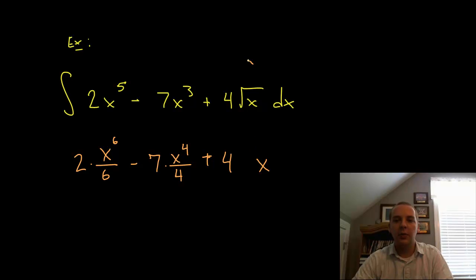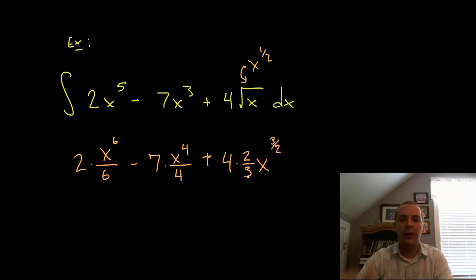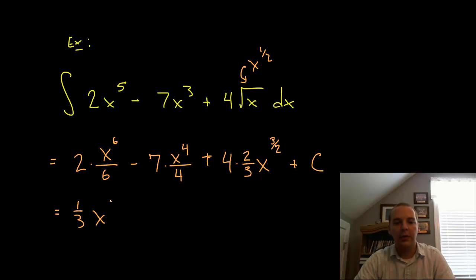This is x to the 1/2 right here. So when you use the power rule, you'd add 1 to the exponent, so it'd be x to the 3/2 divided by 3/2, or we'd rather say times 2/3. That's the same thing, multiplying by a reciprocal, and plus c. And we'll just clean this up and reduce any fractions you can. This will be 1/3 x to the 6th, minus 7/4 x to the 4th, plus 8/3 x to the 3/2 plus c.